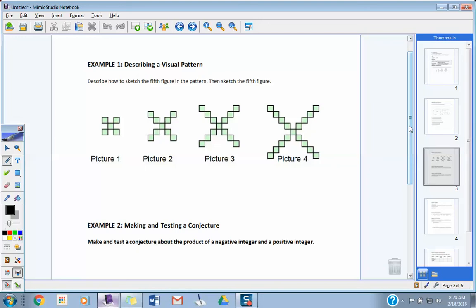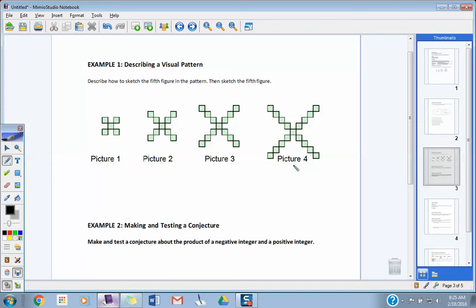Hey, guys, back on this idea of inductive reasoning right here. Example 1 says describing a visual pattern. And right here it says describe how to sketch the 5th figure in the pattern. I'm not going to make you sketch that figure, but I want you to understand a couple things here. Number 1, can you make a statement about what to do in terms of sketching the 5th pattern? What's happening here from picture 1 to picture 2 to picture 3 to picture 4? Putting more squares on the ends. Okay, so when you say ends, do you mean like the corners, if you will? If this was kind of like a box shape, you'd say in the corners.